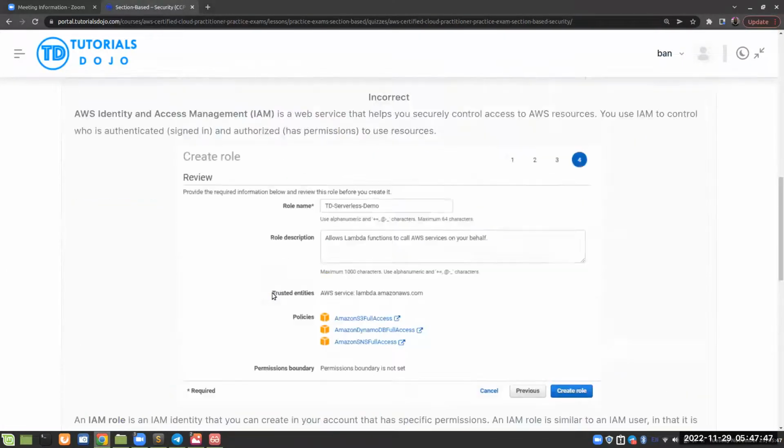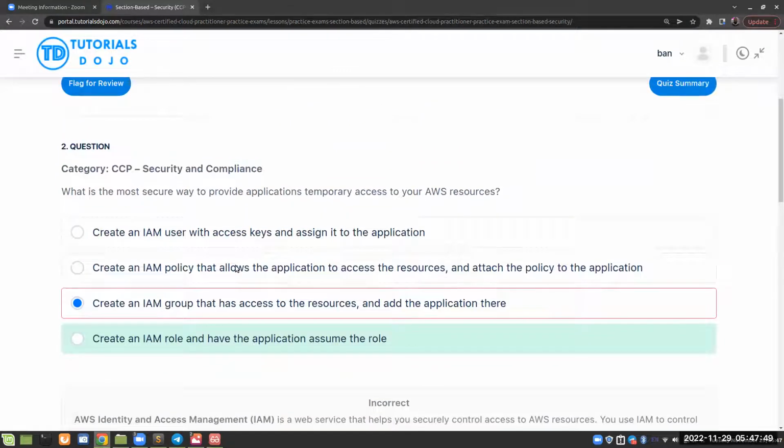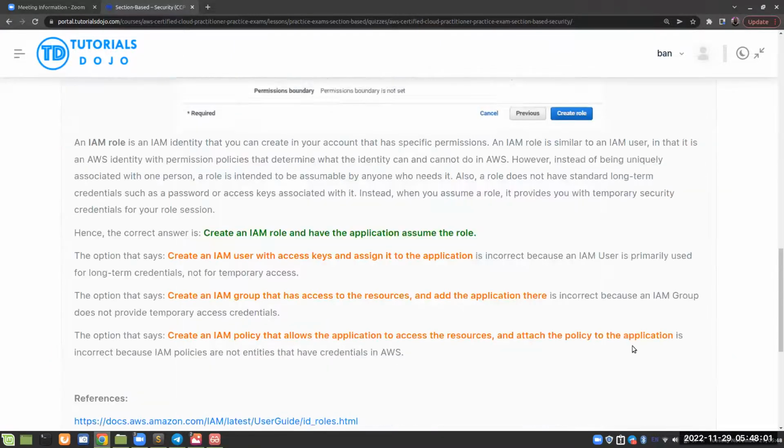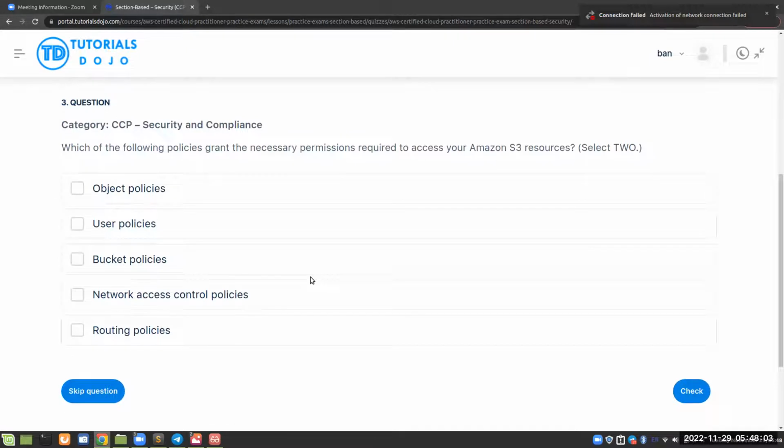Any question? Anyone having difficulties? At least it's clear now, right? So the catch here was temporary access, and an IAM role always goes with that. Good. Okay, the next question. This will go to you, Linda.